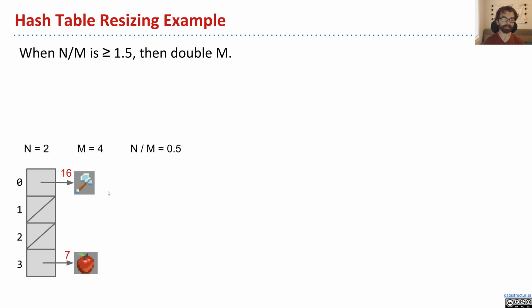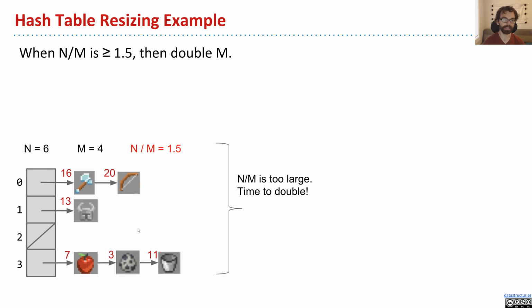We add in an x. It has hash code 16. 16 mod 4 is 0. All right, next comes this egg. Egg has hash code 3. Mod 4 is 3. We add a bucket, which has hash code 11, a bow, which has hash code 20, and then we have a helmet, which is hash code 13.